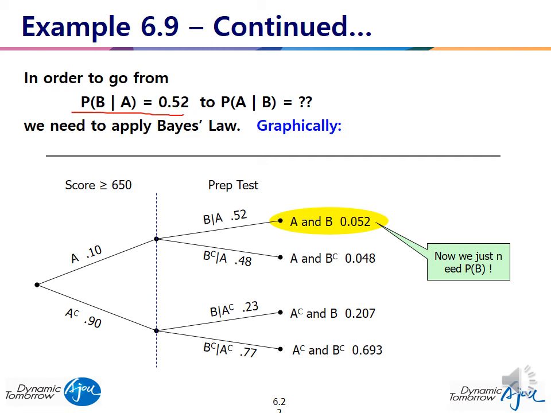So we know probability B given A is 0.52. How do you get probability A intersection B? First probability A, then probability B given A. We know that. If you multiply these two, it is 0.052. You know how to do that, right? You should understand. If you cannot follow, then check the previous part.